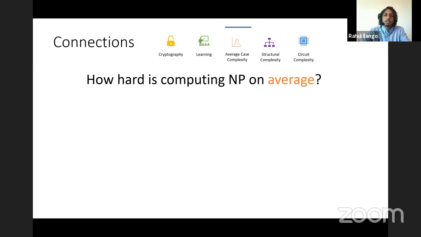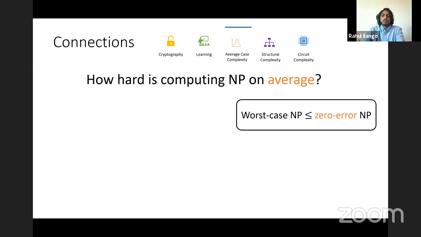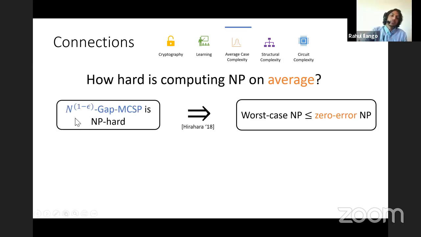And for a long time, it was difficult to relate this question to our standard complexity theoretic questions like P versus NP in the worst case. And this really cool result by Hirahara said, well, actually, the worst case complexity of NP, like solving SAT in the worst case, actually reduces to computing NP on average with zero error if the approximation version of MCSP is NP hard.